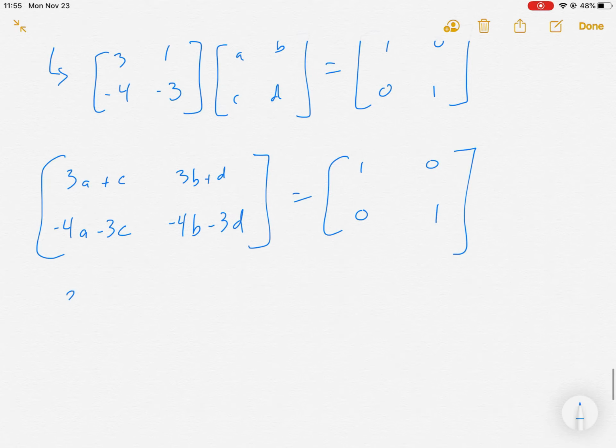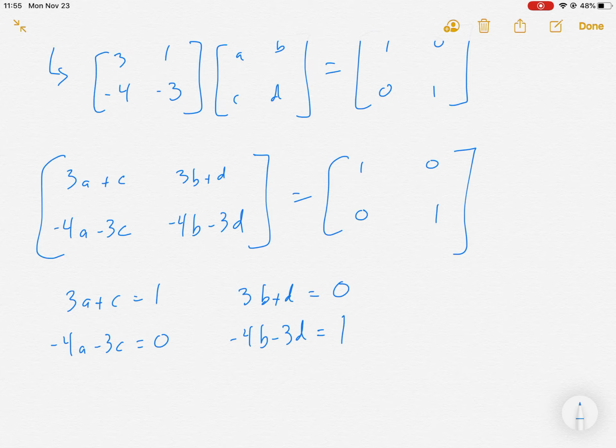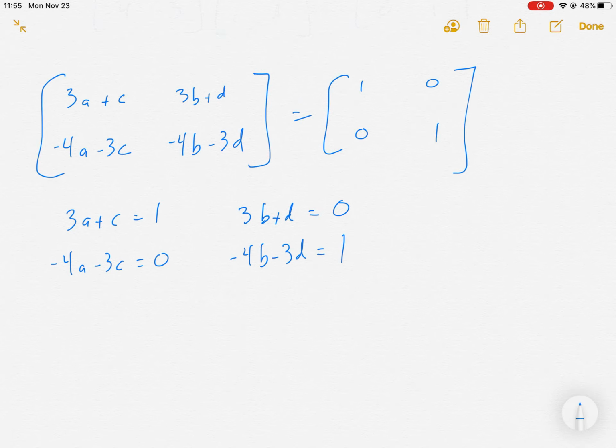So you start going through the possibilities. 3 times A plus C has to equal 1. So, okay, there's some options here. You might start guessing, well, A is 1, C is -2, etc. But the problem is this also has to satisfy the equation -4A minus 3C equals 0. And now you're looking at this, and this is actually a system of two equations with two unknowns. And then we also would have this system of equations with two unknowns. And so you would go through the process of solving these.